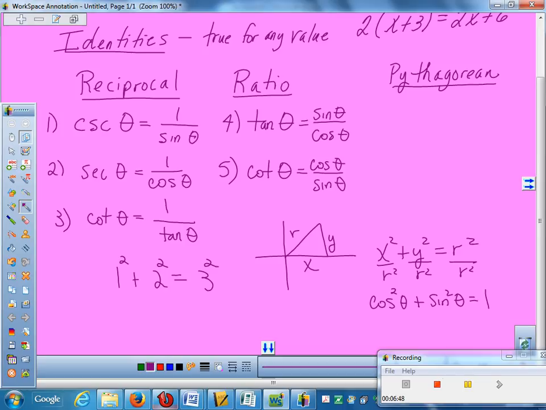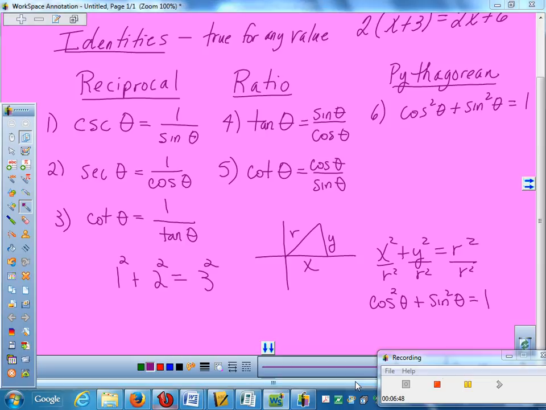So, where do we use it? I'll get to that. I got 2 more, and then I'll start showing you why we care. So it takes a minute. And it doesn't matter which order you write that in, cosine squared plus sine squared or sine squared plus cosine squared, either is fine. Okay.